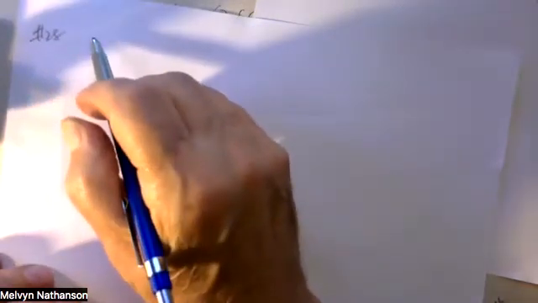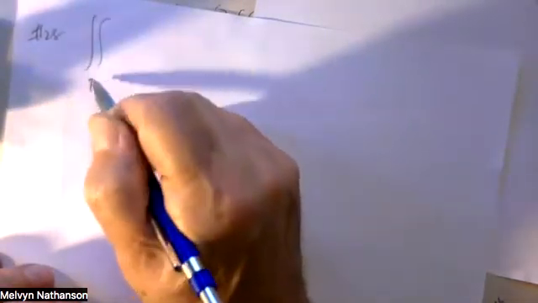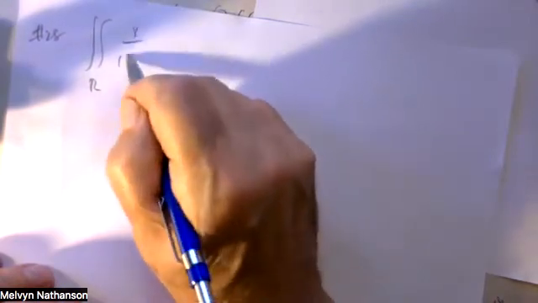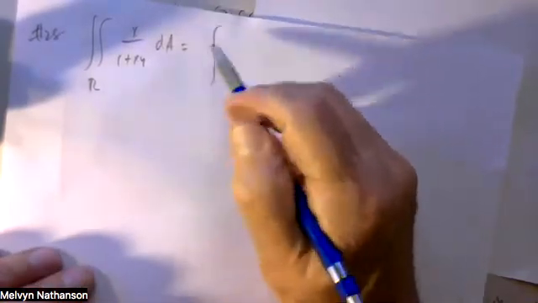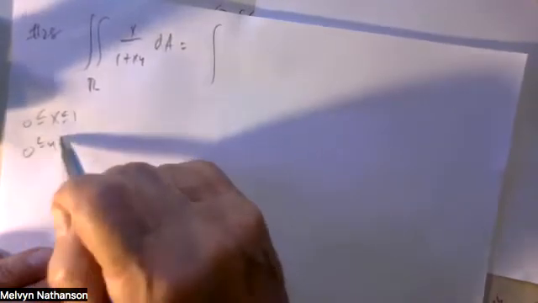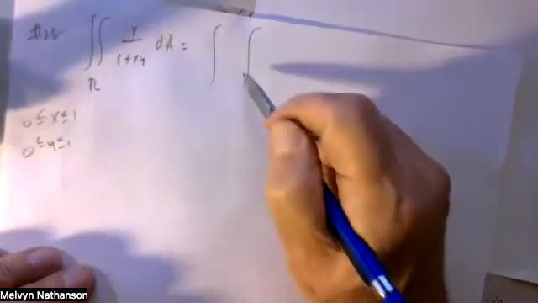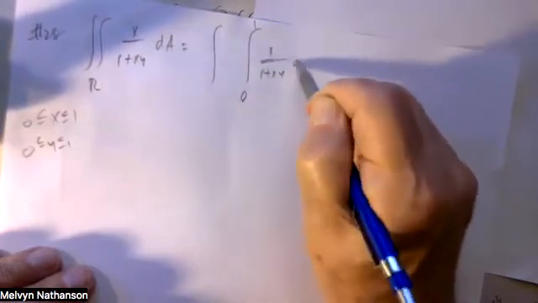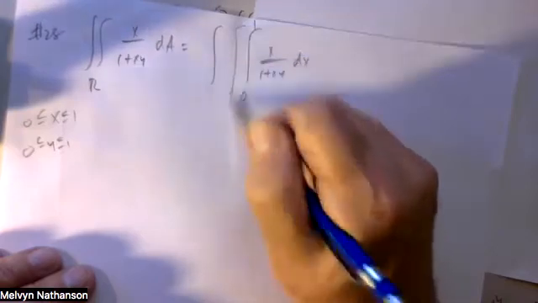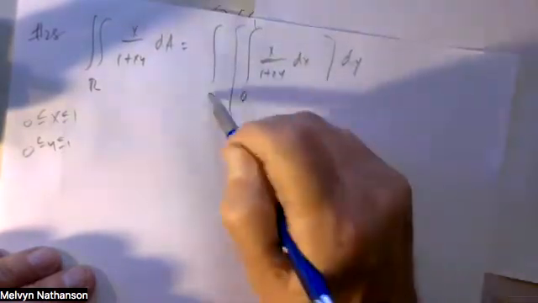Let me just review that again, because it's always good to see things twice. It was number 28. The integral over the rectangle of x over 1 plus xy dA, where x is between 0 and 1, and y is between 0 and 1. If I integrate with respect to x from 0 to 1, and then I integrate that with respect to y from 0 to 1.